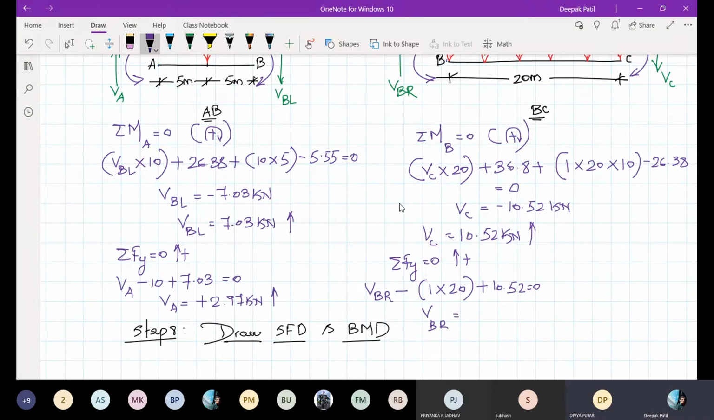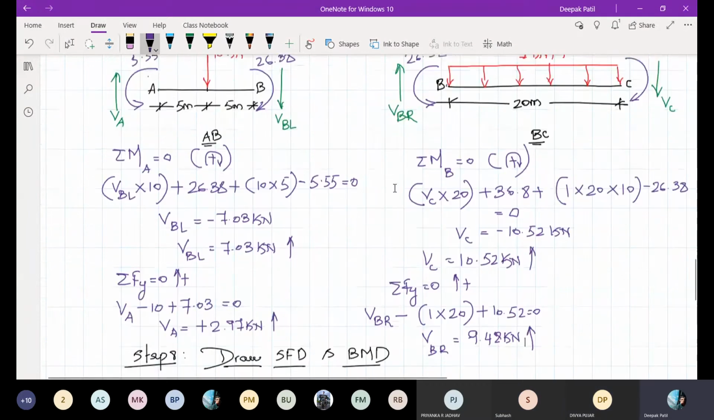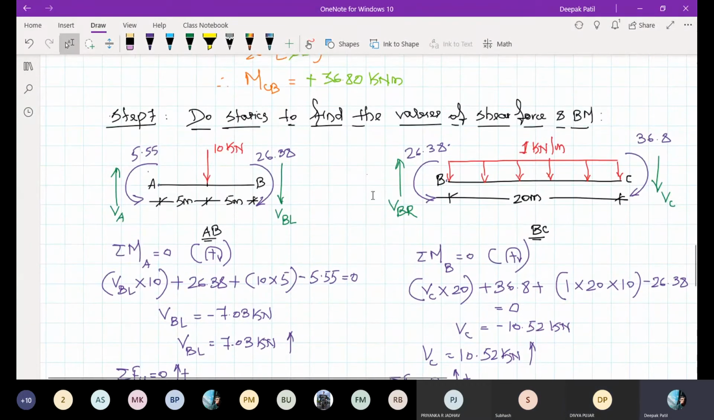So you can find now the value of VBR, and it is coming out to be 9.48 kilonewtons. So you're getting a positive answer only. It means your assumption of VBR upwards is correct. Is that okay, students? Are you clear? Okay, right. Once it is done, you have to draw one more diagram like this, and write the correct answers and the correct directions.